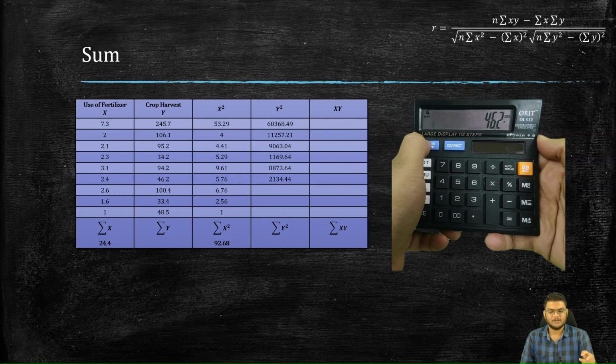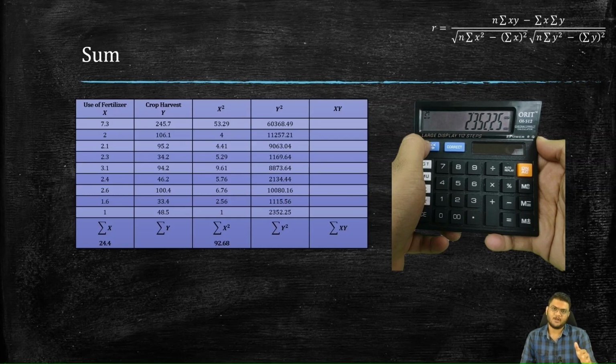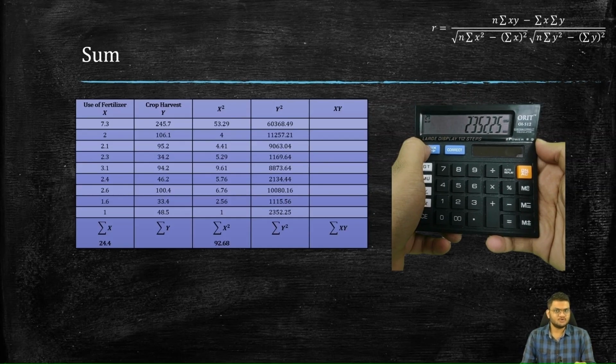The next value is 8873.64. The next value is 2134.44. The next value is 10,080.16. The next value is 1115.56, and the last value is 2352.25. Okay, so we got all the individual values.